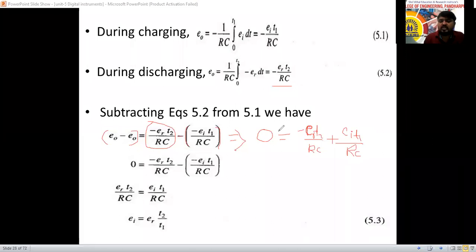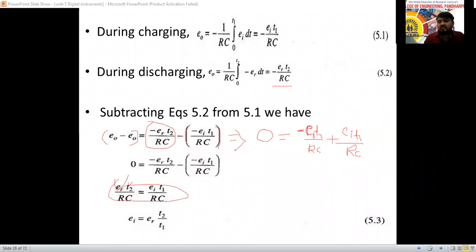Next what you do, here 0 is there. Here minus is there. I will send this term into LHS side. So this minus term I will send into LHS side. It will become plus or minus? Plus. So on that condition, ER T2 by RC equal to EI T1 by RC here. It will become like this only. Yes, sir. ER T2 divided by RC equal to EI T1 divided by RC. So this equation we got here now.